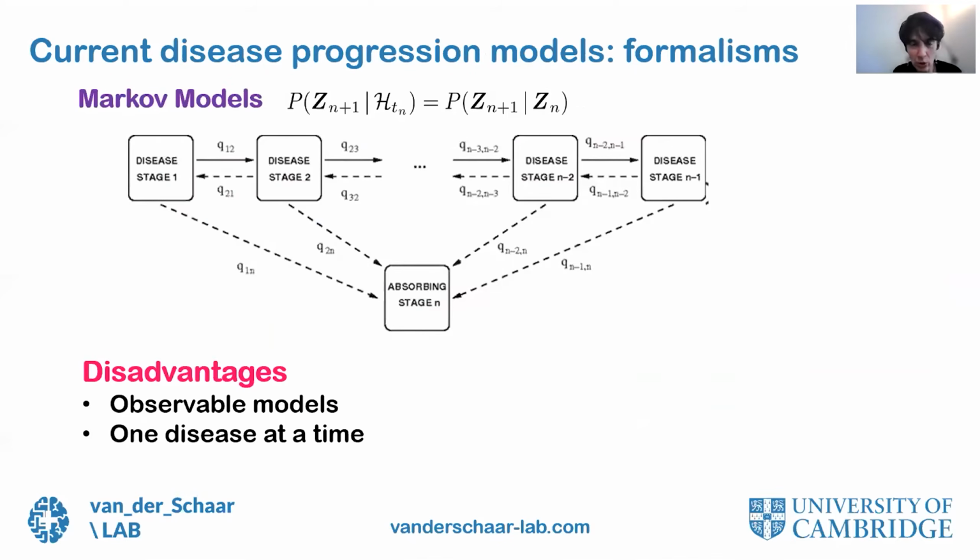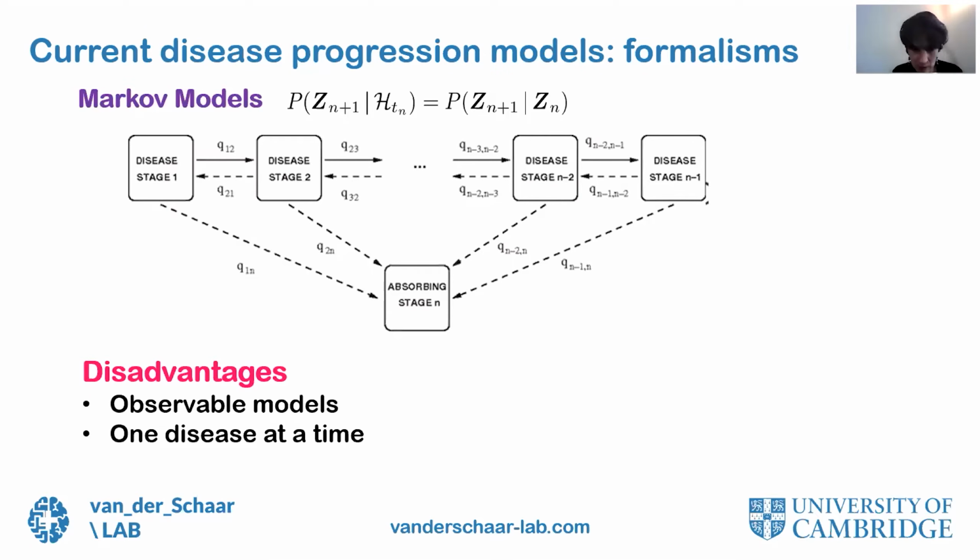Current disease progression model formalisms, as applied in many state-of-the-art medical papers, are of the following type. They are what we call Markov models. We have different types of disease stages, and the probability of progressing to the next stage depends only on the current state of the patient or stage of the patient. So if the patient is in stage 2, what has happened to the patient before that stage doesn't matter. All that matters is that the patient is currently in a particular stage, and hence, what is the probability given that stage to progress to a subsequent stage.